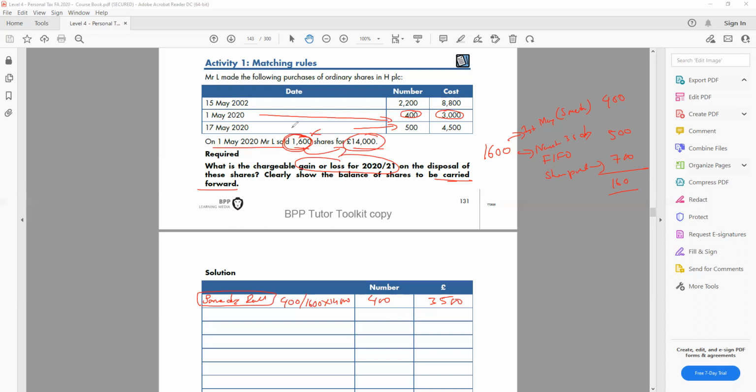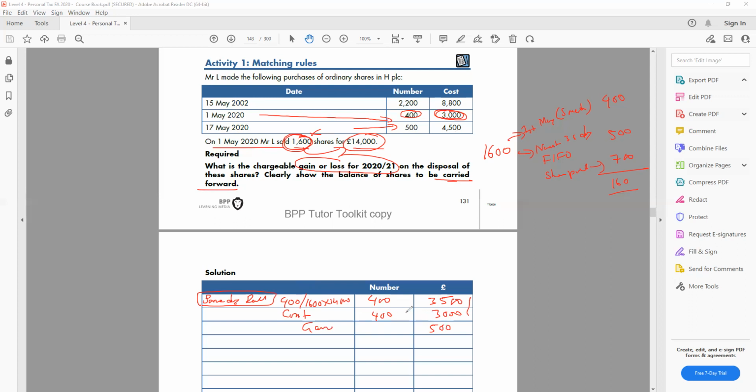And the cost for these 400 shares was 3,000. So easily we can see we make a 500 pound gain from the same day. This is the first one.